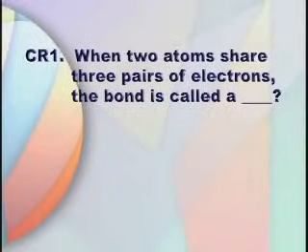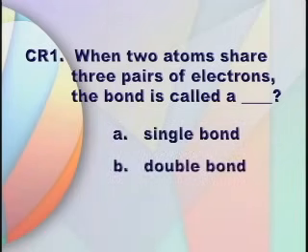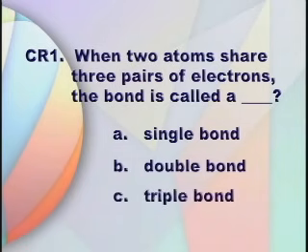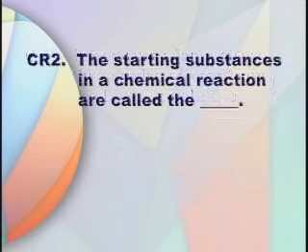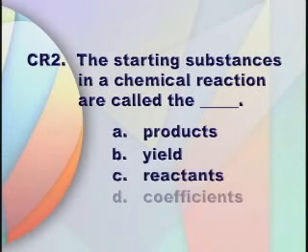We'll begin today's quiz with a question about bonding. Cumulative review question number 1 is, when 2 atoms share 3 pairs of electrons, the bond is called A, a single bond, B, double bond, C, triple bond. Cumulative review question number 2 goes back to our last program. The starting substances in a chemical reaction are called the A, products, B, yield, C, reactants, D, coefficients.